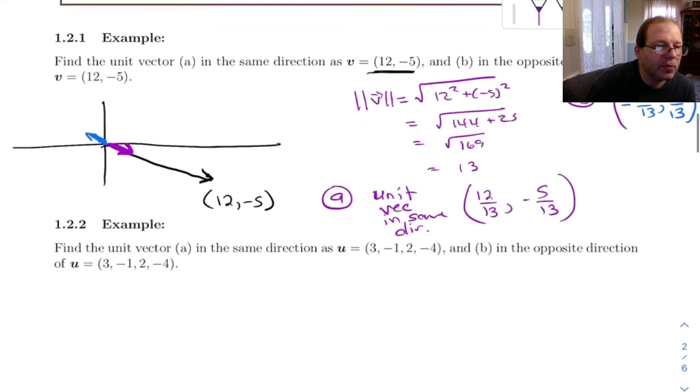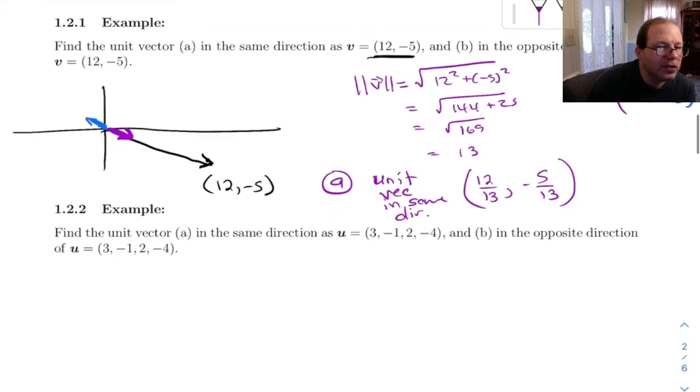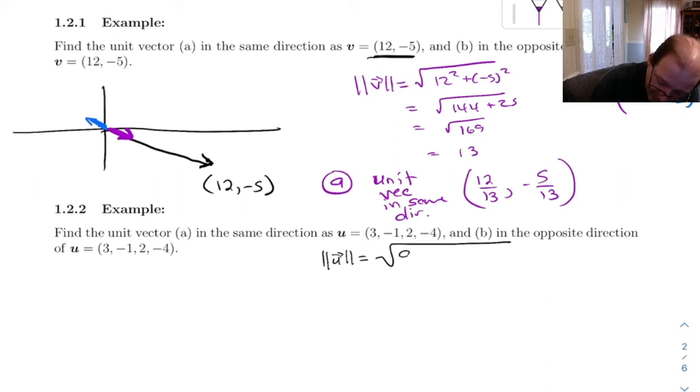Let's see, problem 122. This is asking us really the same thing, only this time it's a vector in R4 instead of in R2. But we'll do the same thing. First, find the length of this vector. The length of u is going to be the square root of, I'm just going to go ahead and square these as I go. 3 squared is 9, negative 1 squared is 1, 2 squared is 4, and 4 squared is 16. So what do we get there? That adds up to 30.